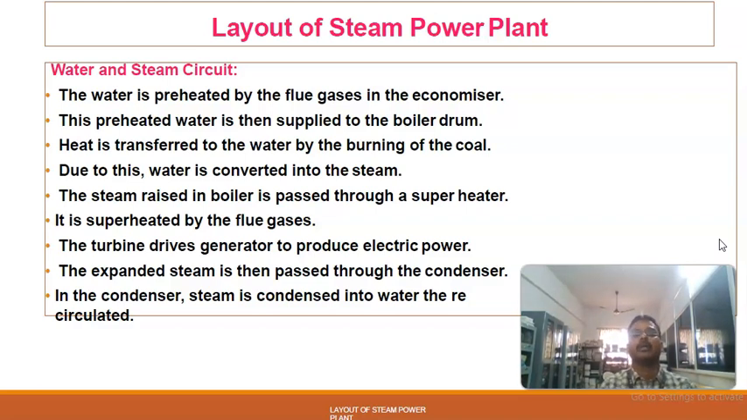Then the turbine drives the generator to produce electric power. The exhaust steam then passes through the condenser. In the condenser, the steam is condensed to water to be recirculated.